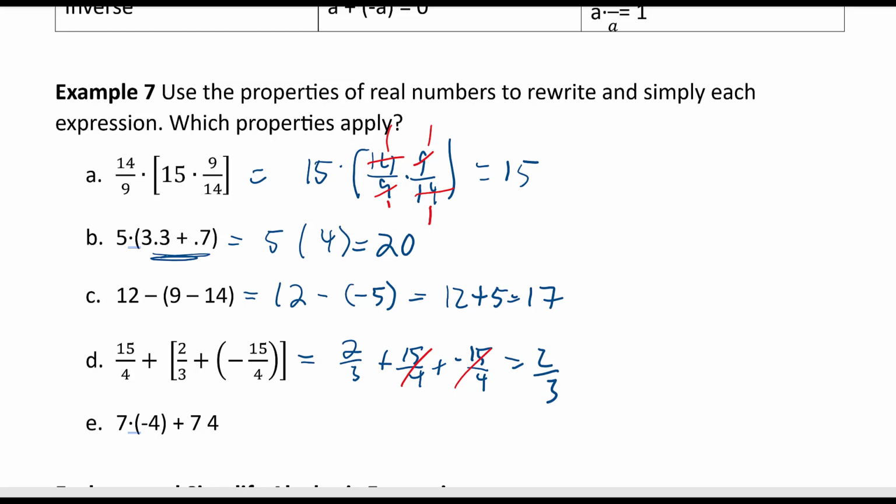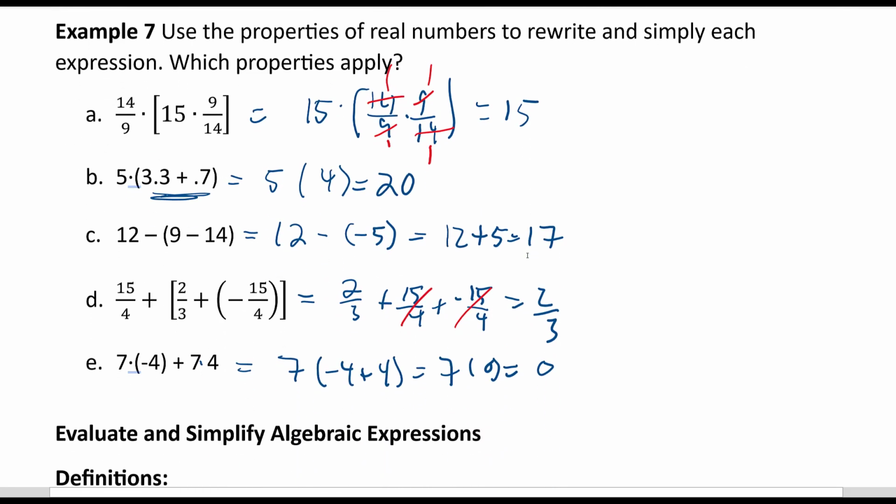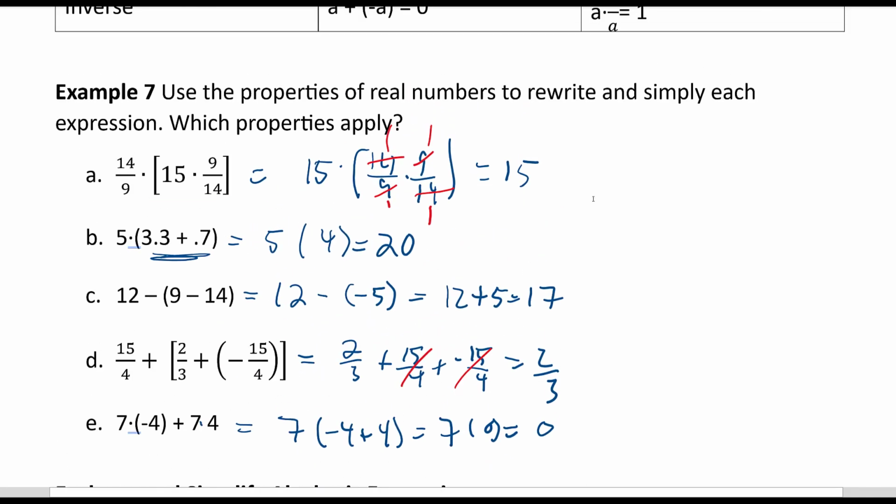And then 7 times negative 4 plus 7, this should be times 4. That's going to be, well, if you did the reverse distributive property, 7 times negative 4 plus 4, it's going to be 7 times 0, which is 0. Okay. And the next part we'll do in another video. Hope that helps. Hope that makes sense.